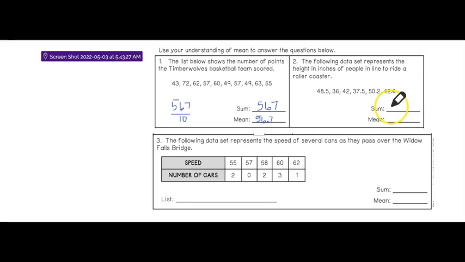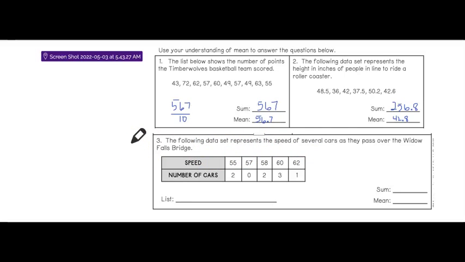If you added up these numbers, you should get a total of 256.8. And then our data points are 1, 2, 3, 4, 5, 6. So you divide this number by 6, and you should have got 42.8. 42.8 is the average height in inches of the people in line for the roller coaster. All right, number 3.